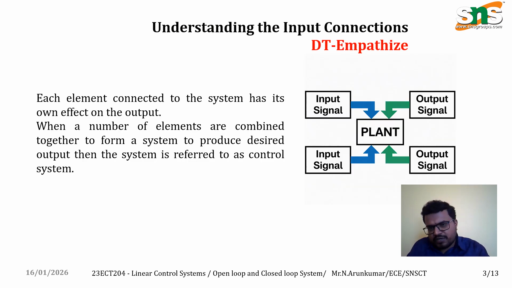Okay, understanding the input connections comes under DT empathize. Before implementing an input system or output system to the corresponding control unit, we need to consider which type of input signal and output signal is being forwarded, because there are two types of control systems enabled for operating the control units. The first one is the open loop system and the second one is the closed loop system. It is based on the input signals and output signals. Let me see how these input and output signals are defined with the help of both the open loop and closed loop systems.